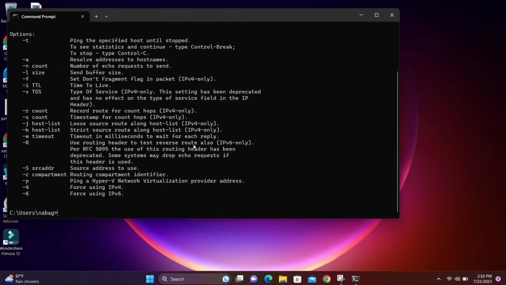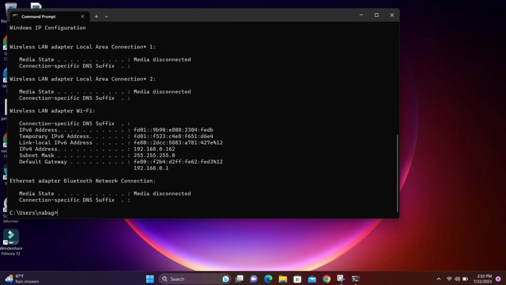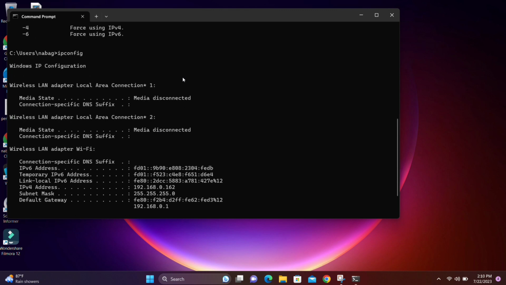Then we type ipconfig. This prompt is used for displaying configurations of network interfaces on the computer.